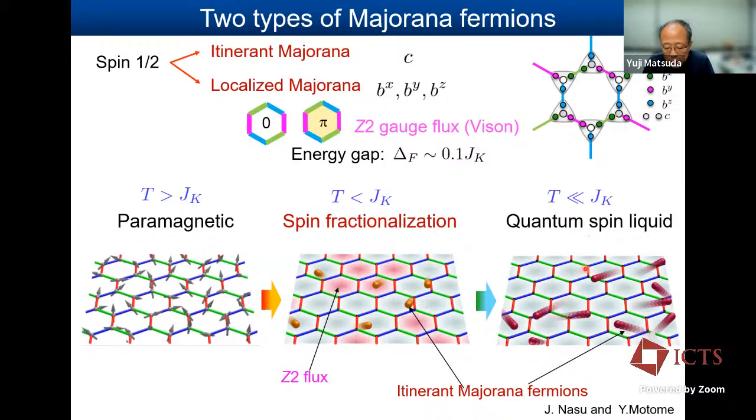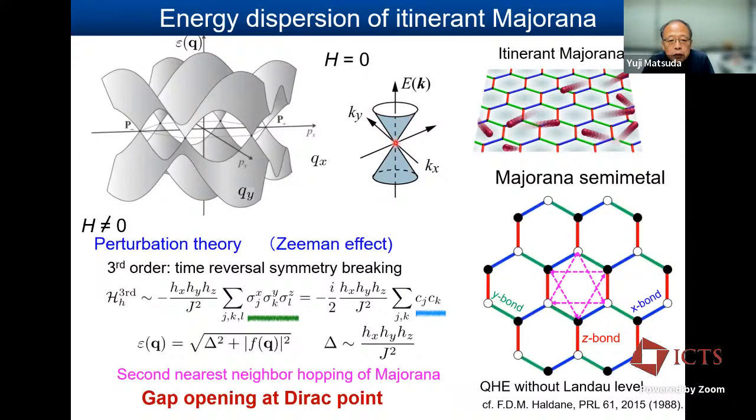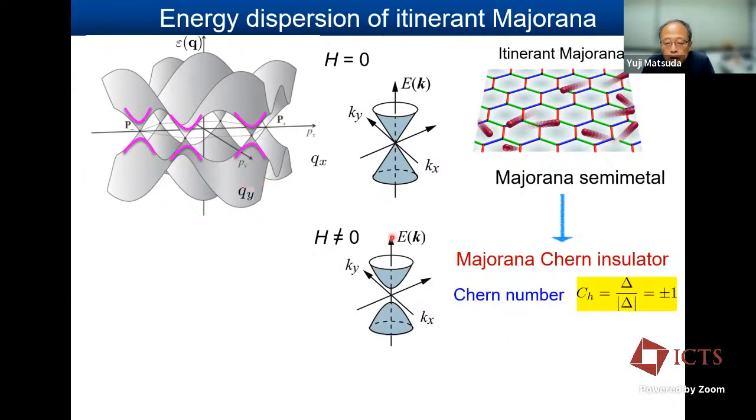So let me discuss this quantum spin liquid state. In the dispersion of this quantum spin liquid state, the excitation has Dirac cone-like dispersions. But if you apply the magnetic field, the second nearest neighbor hopping is introduced by the third-order perturbation of the Zeeman effect, and similar to the quantum Hall effect without Landau levels, a gap opens at the Dirac point. Then a topologically non-trivial insulating state, characterized by the Chern number plus minus one, appears in the magnetic field.